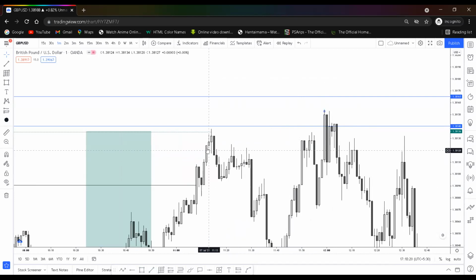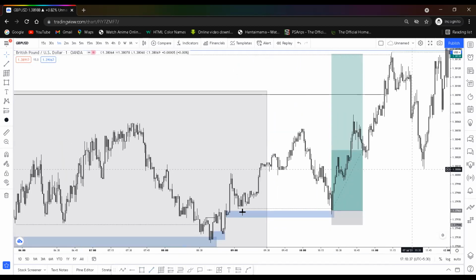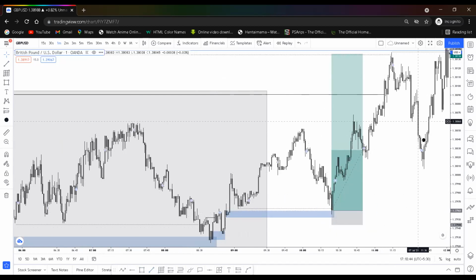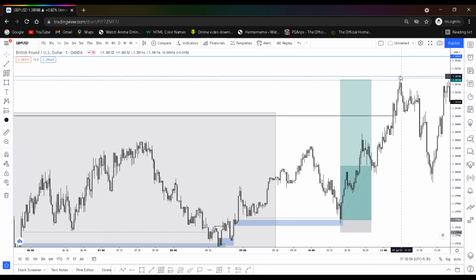Now even though this took out the trap, it did not fill the imbalance. It created another trap. So now what we know is this: price went, came back down, broke structure. This is higher highs, higher lows, higher highs. Now what we would expect is, if it went and mitigated this, we're gonna sell from that. If it goes and mitigates the trap, we're gonna sell from that.